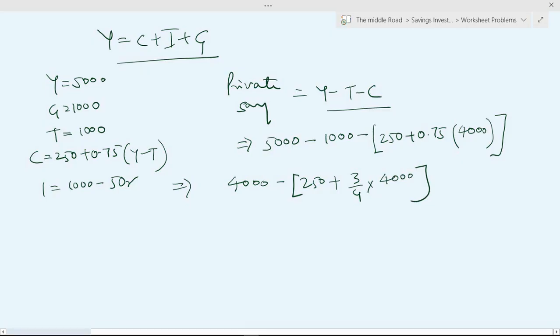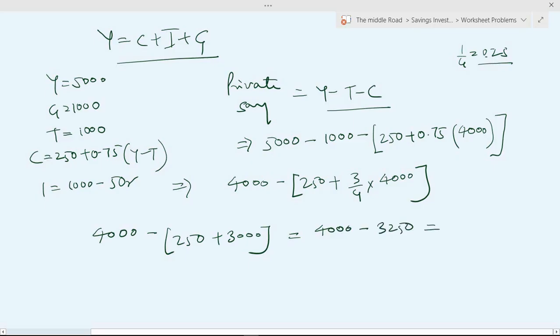These are very important ratios which you could remember. 1 by 4, to give you an example, is 0.25. So if you remember it that particular way, you can know 3 by 4 would be 0.75. So 4000 minus 250. Now we know this becomes 3000. So which will again become 4000 minus 3250. So ultimately private saving will come as 750.